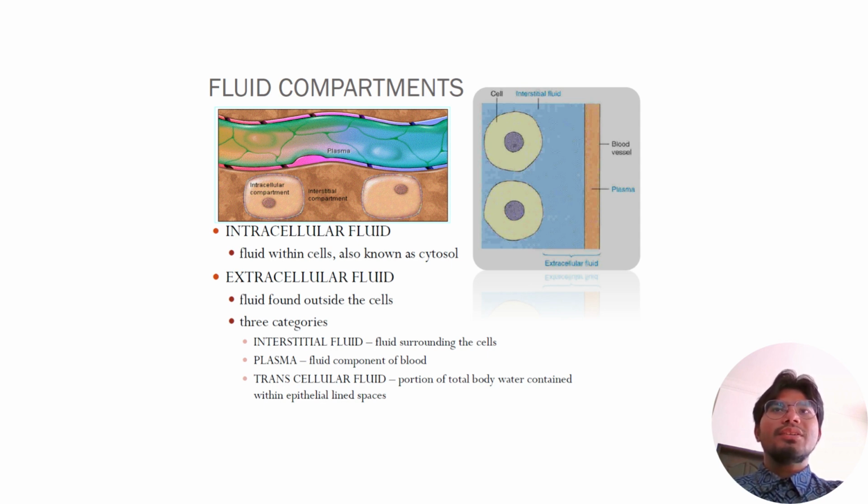There are three categories of extracellular fluids, which are interstitial fluids, the fluids that surround the cells, plasma, the fluids present in the blood, and the last one is transcellular fluids. For example, we can find them within the epithelial lining spaces.